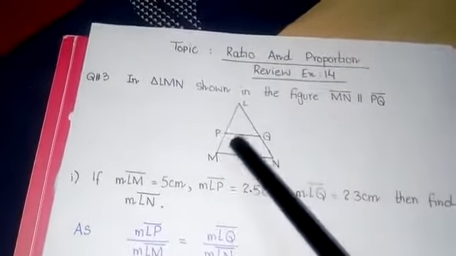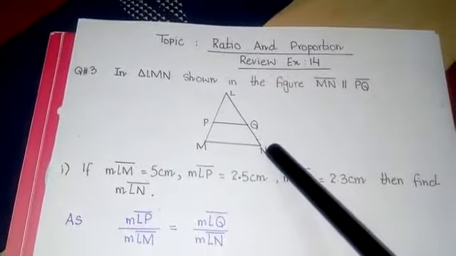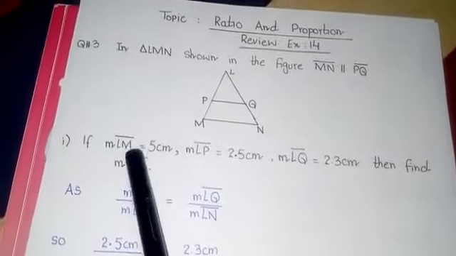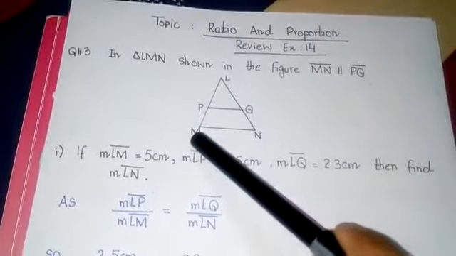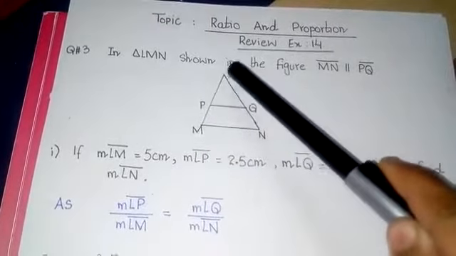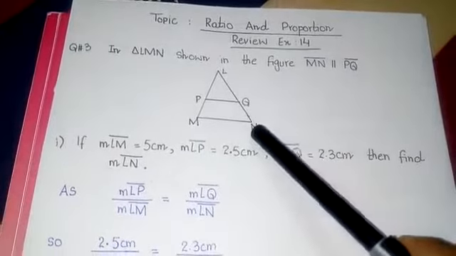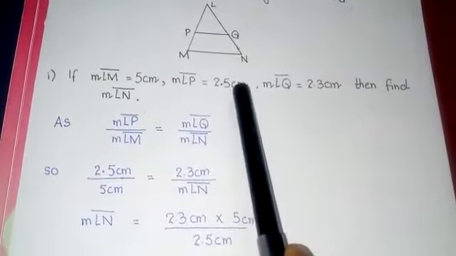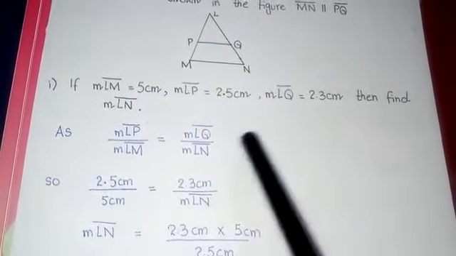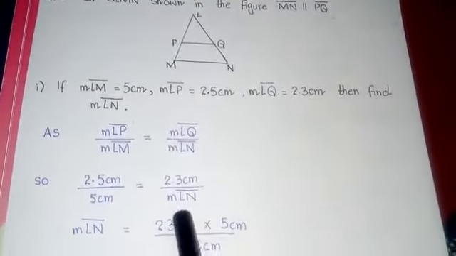And if you are taking PM, then you have to take QN. Is it clear? So here we have been given the values of LM and LP, so I have taken the ratio LP over LM. And if I am taking LP, then LQ is compulsory, and similarly LN is also compulsory. Clear? Now put the values. The value of LP is 2.5, LM is 5, LQ is 2.3, and LN is to be found. So LN will remain as it is.